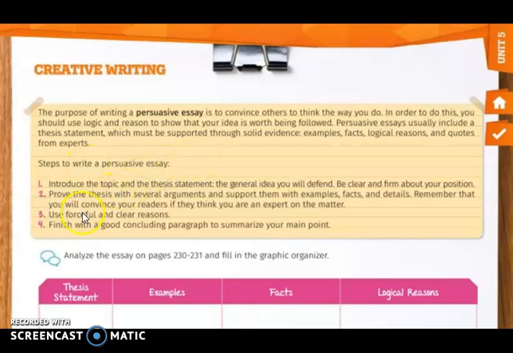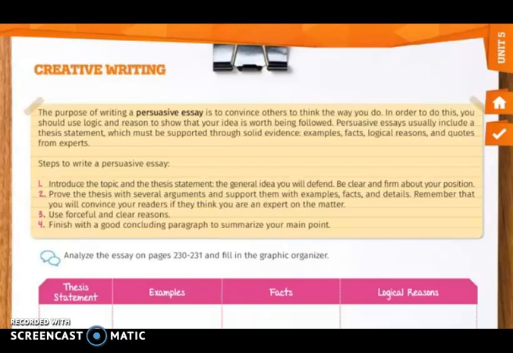Number 1. You have to introduce the topic and the thesis statement, the general idea you will defend. Be clear and firm about your position. Number 2. You have to prove the thesis with several arguments and support them with examples, facts, and details. Remember that you will convince your readers if they think you are an expert on the matter. Number 3. Use forceful and clear reasons. Number 4. Finish with a good concluding paragraph to summarize your main point.